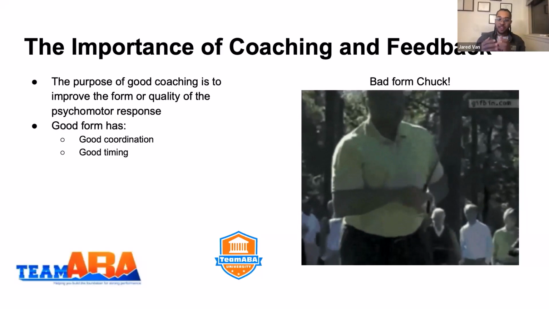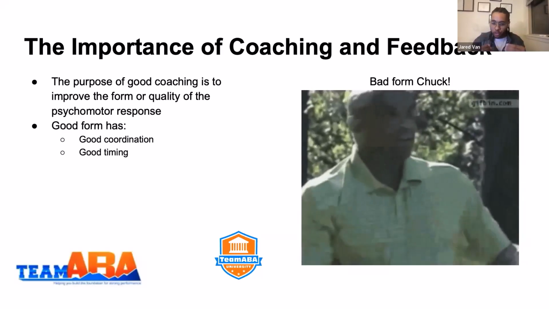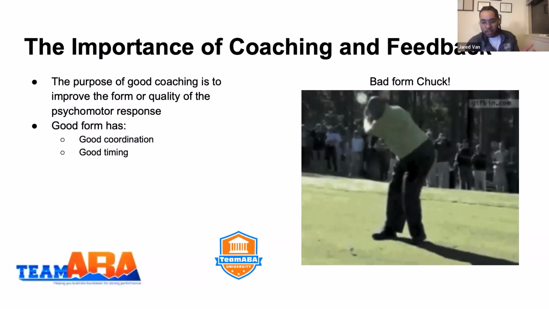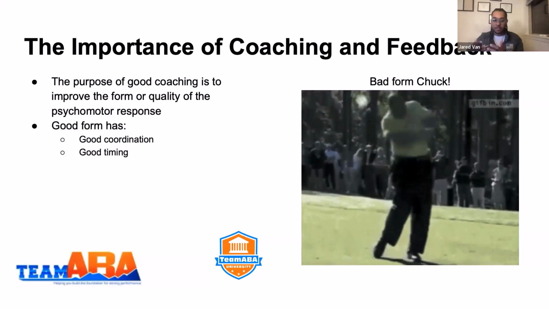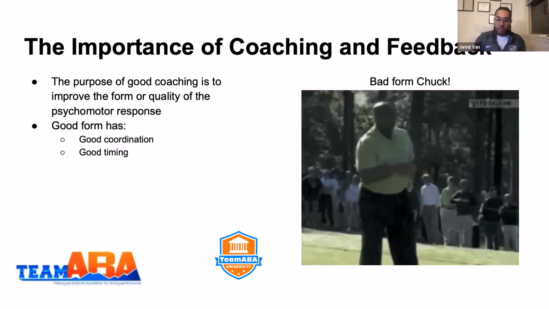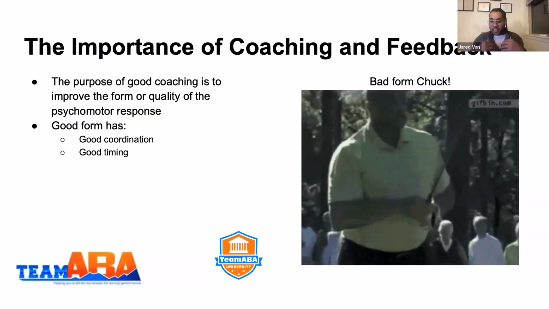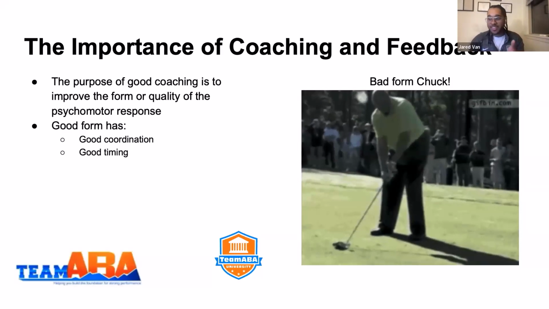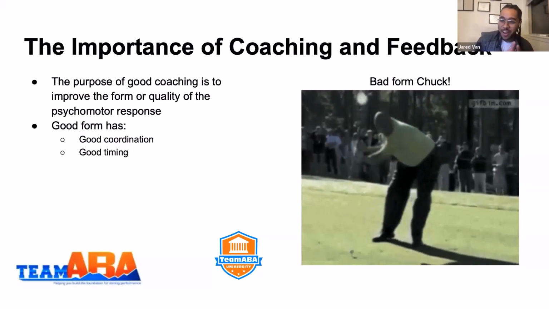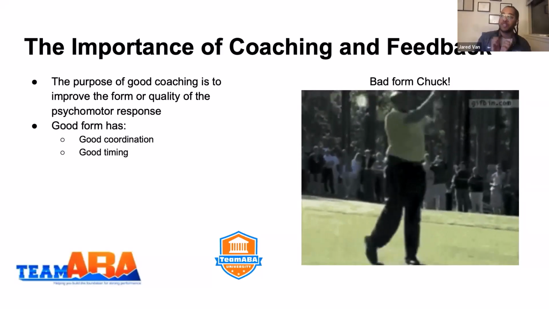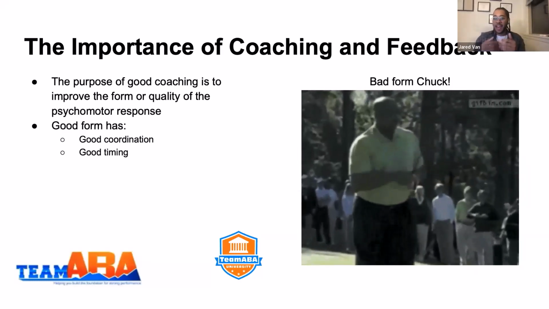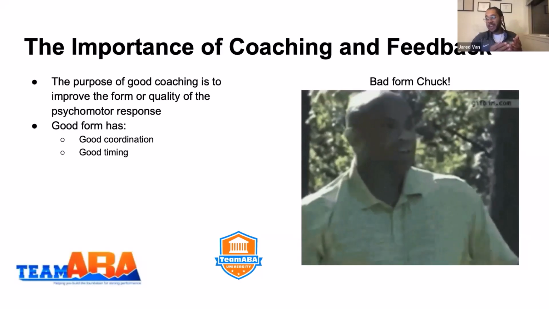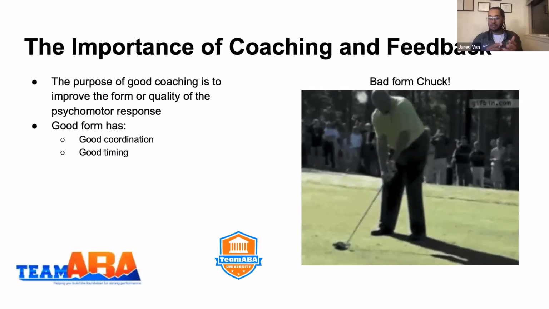The purpose of good coaching is to improve the form or quality of the psychomotor response through feedback to the performer, either during or immediately after the response attempt. As learners become able to attend to relevant feedback, their performance improves. And some feedback is better than others. Saying, bad form, Chuck, is not going to be as good as some other feedback that will help him get that little hitch out of his giddy up.